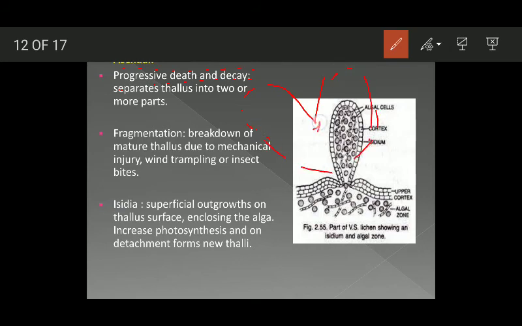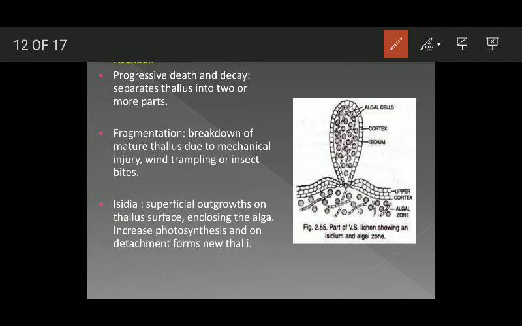At this point, there initiates the process of progressive death and decay, and this proceeds towards this side. Once death occurred in this side, decay occurred in this side, the thallus separates into two or more fragments. It will separate into this fragment and this fragment. Now the second one is fragmentation.